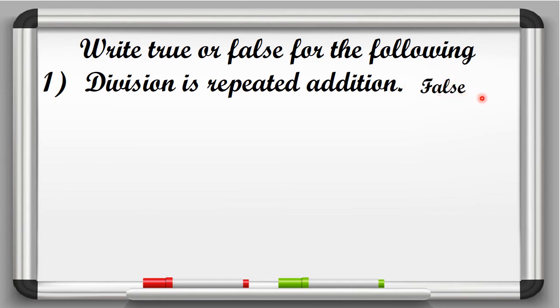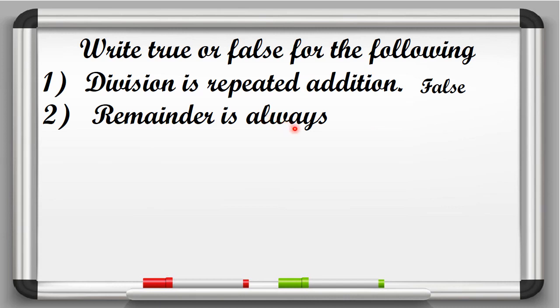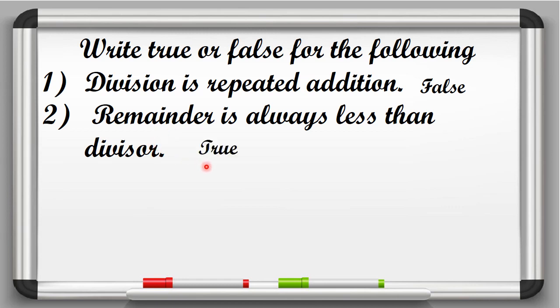F-A-L-S-E, false. Now in question number 2, remainder is always less than the divisor. जो remainder होता है वो हमेशा छोटा होता है divisor से. Yes, जो remainder है यानी जो left over part है after dividing, जो left over part है वो हमेशा divisor से छोटा होता है. So this statement is true. So we will write true.